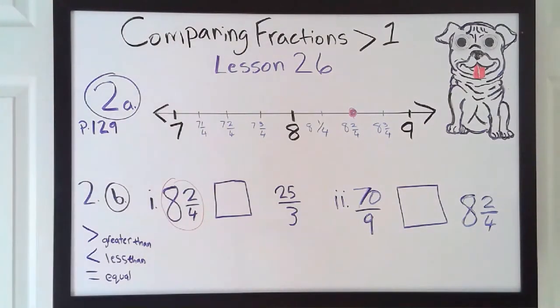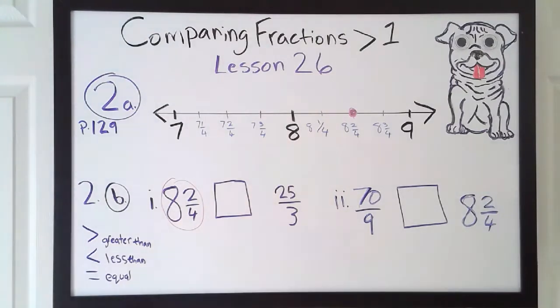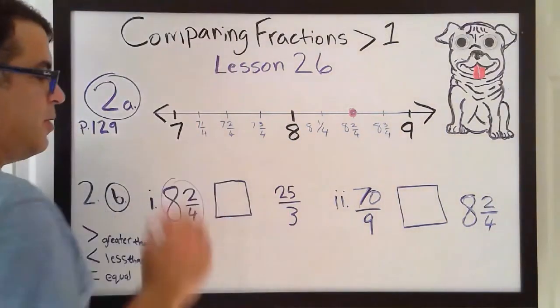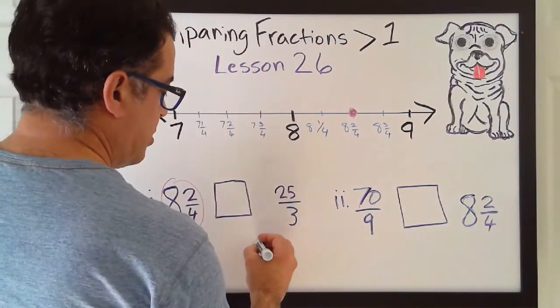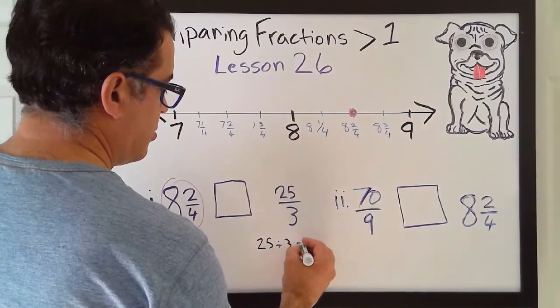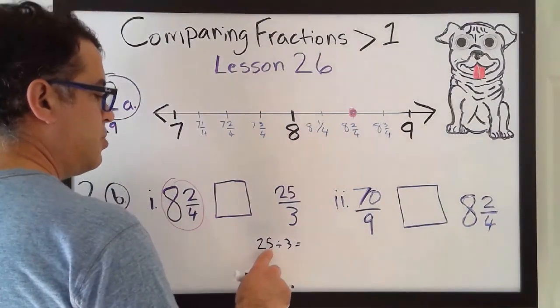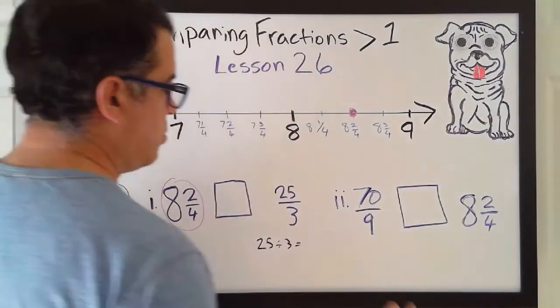What were the steps that we use to figure out where improper fractions are as a mixed number? How do we convert 25/3 into mixed numbers? Well, we got to look at that denominator. The denominator is telling us that it's in thirds. So we need our multiples of 3 to do a division problem. We're basically doing 25 divided by 3 equals. The remainder is your fraction, and your answer to 25 divided by 3 is your whole number.